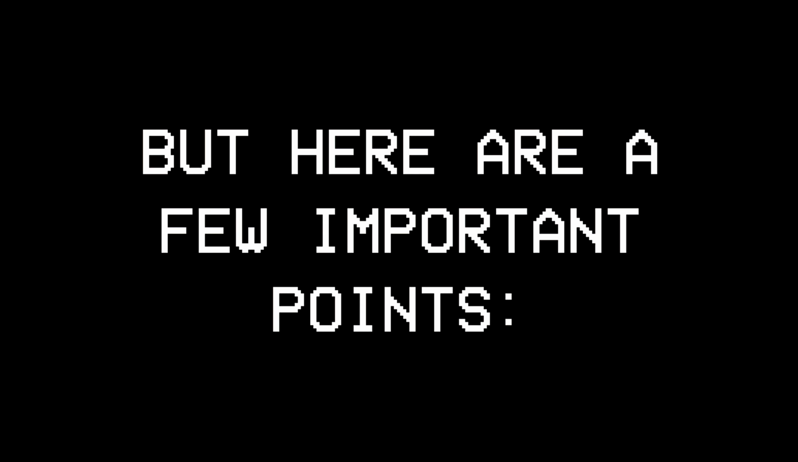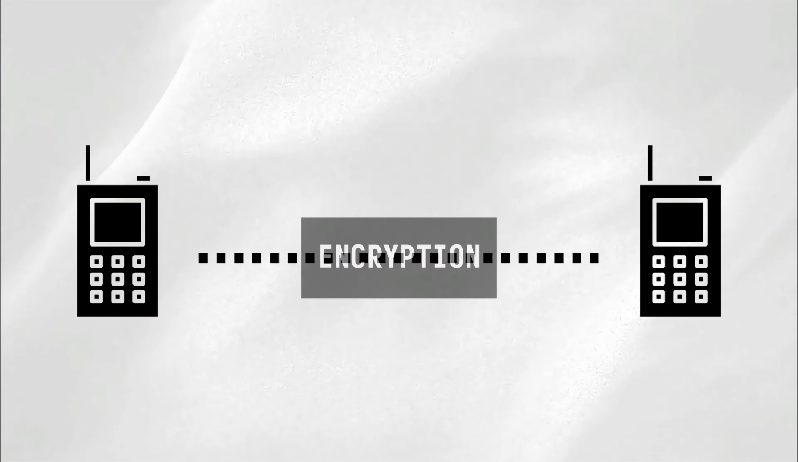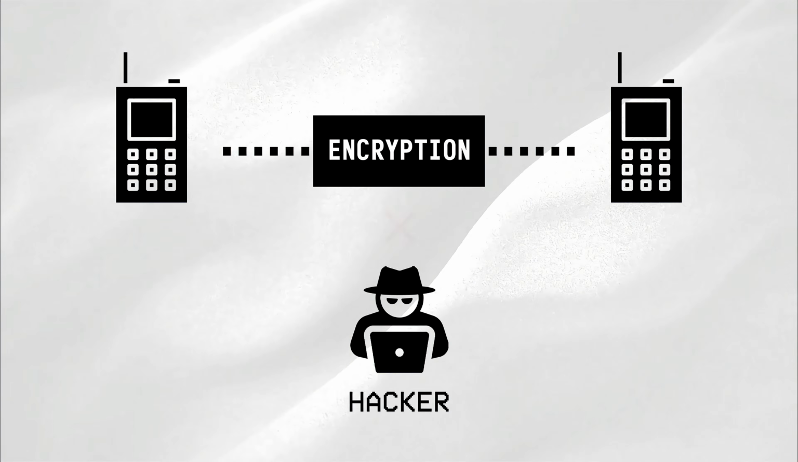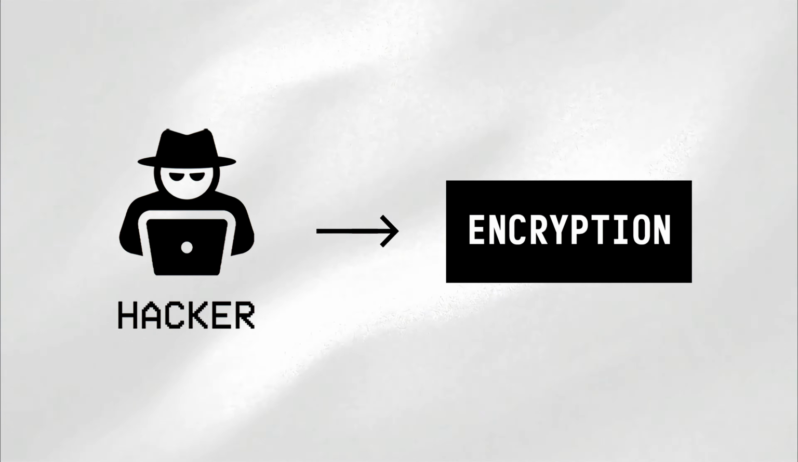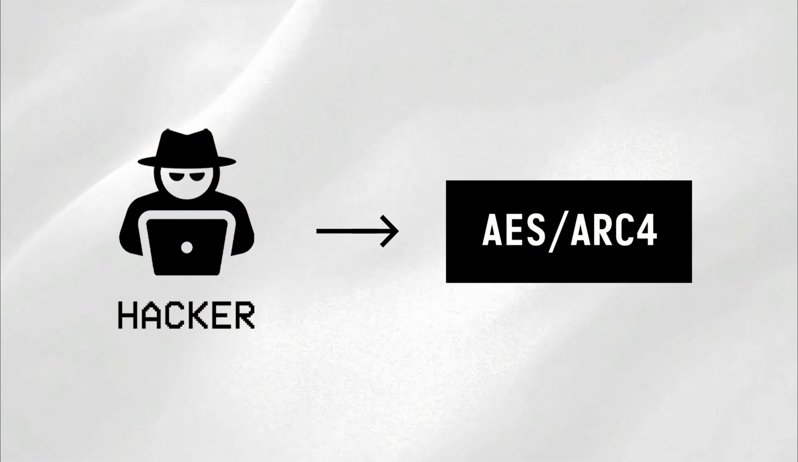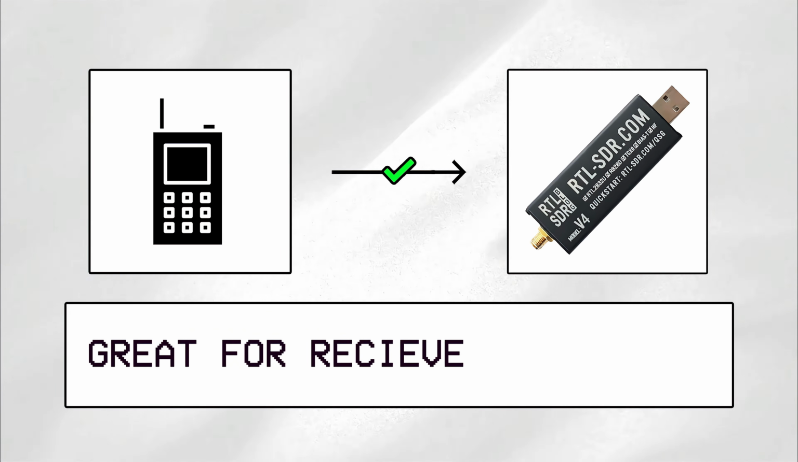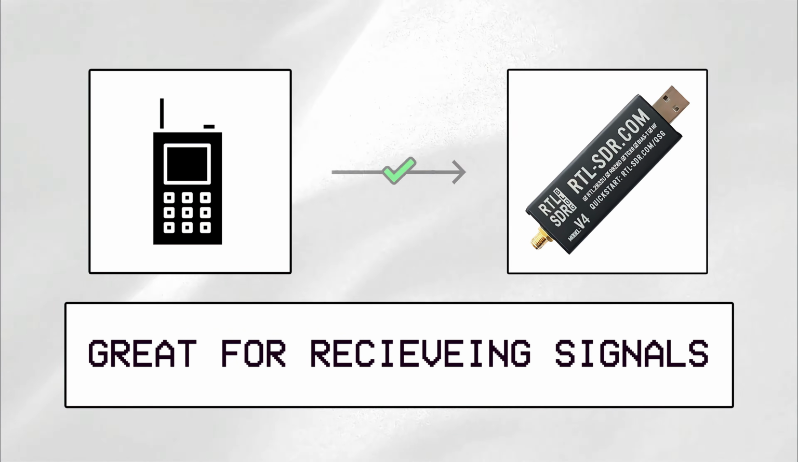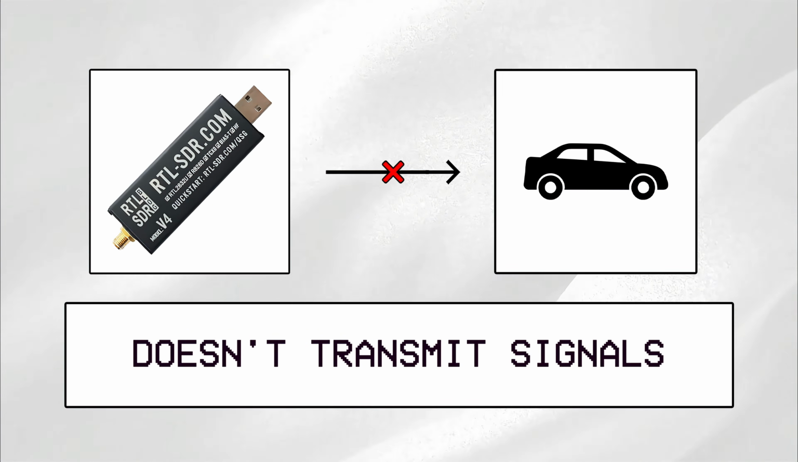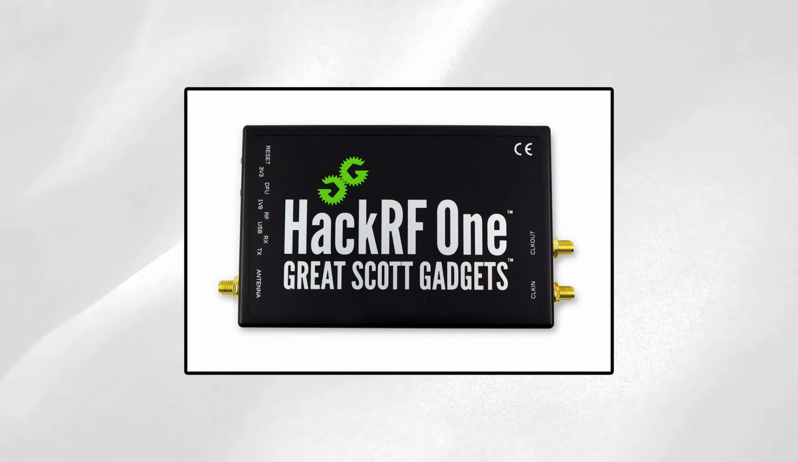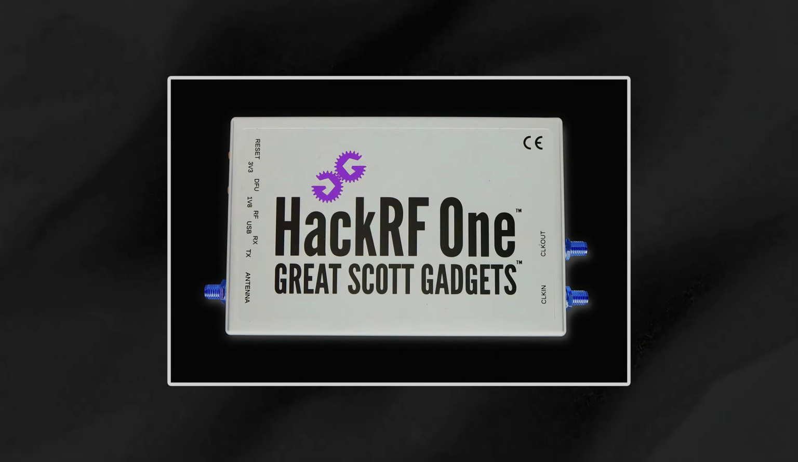But here are a few important points. Firstly, if these communications were encrypted, a hacker couldn't just capture and listen to them so easily. They'd need to break through the encryption first, which can be challenging depending on the encryption standard. And secondly, while RTL-SDR is a great tool for receiving or eavesdropping on communications, it doesn't allow a hacker to transmit or send out malicious radio waves in order to exploit a device or hack it. And this is where the second tool that we'll now discuss comes into play.